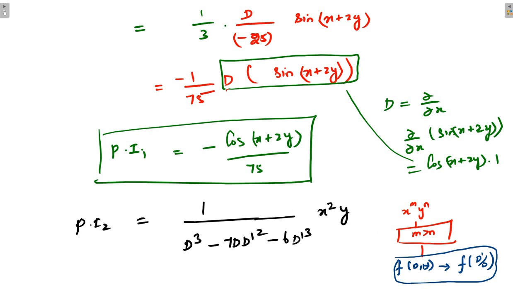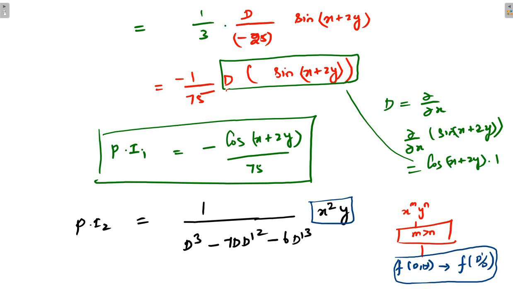PI2 is 1 by f of D comma D dash into x square y. So here, before doing this problem, try to check the degree of x and y. The degree of x is greater than the degree of y. So from this degree, try to choose the method of how to convert f of D comma D dash.